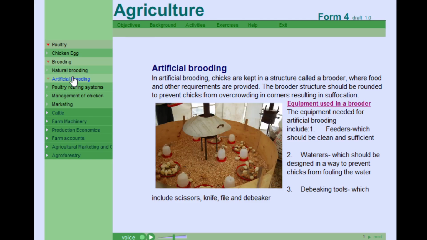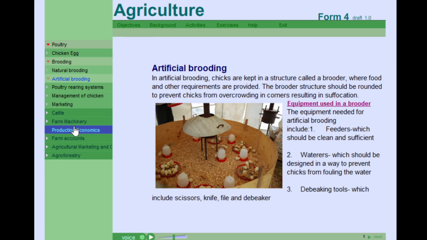Artificial brooding. In artificial brooding, chicks are kept in a structure called a brooder, where food and other requirements are provided. The brooder structure should be rounded to prevent chicks from overcrowding in corners, resulting in suffocation. Equipment used in a brooder.